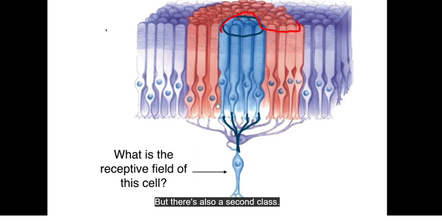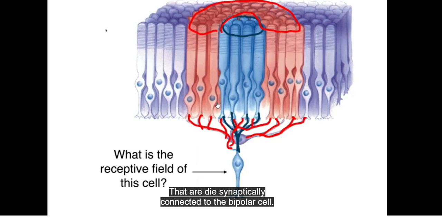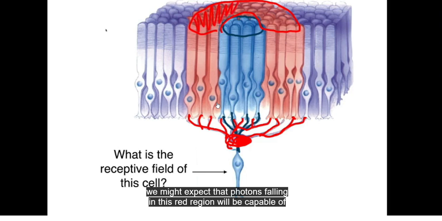But there's also a second class of photoreceptors that are disynaptically connected to the bipolar cell via this horizontal cell right here. And as a consequence of this more complicated circuit arrangement, we might expect that photons falling in this red region will be capable of modulating the activity of that bipolar cell as well. And so we need to define a receptive field that accounts for the fact that we have two different locations on the retina that can potentially influence the activity of this bipolar cell.